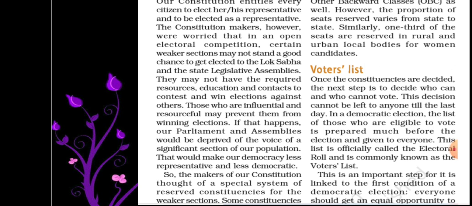Currently in Lok Sabha, 84 seats are allocated for SCs, 47 seats are allocated for STs, and 412 seats are for the general category. This number is in proportion to their share in the total population, that is, the share of their community in the total population.